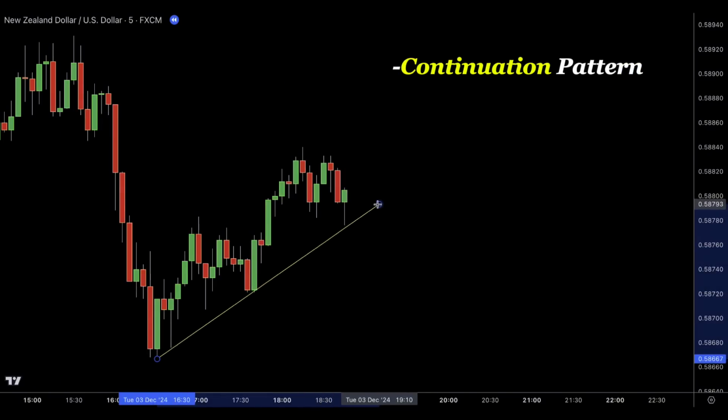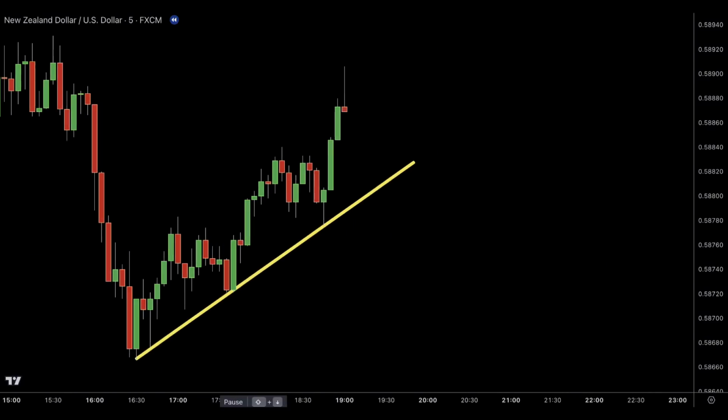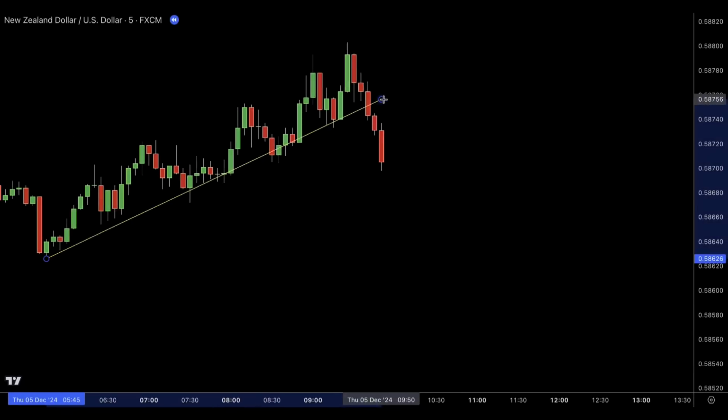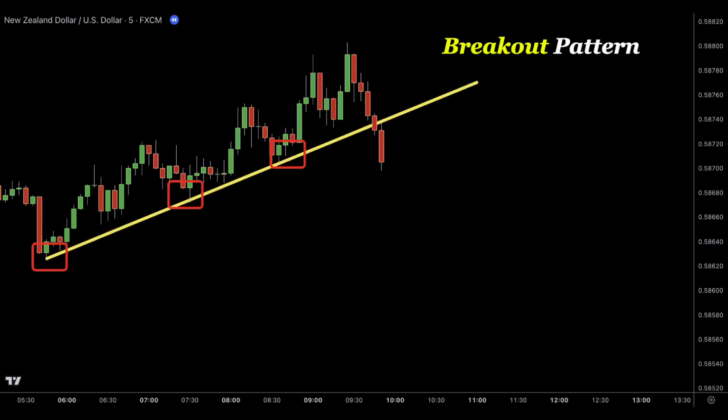A continuation pattern. This occurs when the price touches the trend line and bounces back in the direction of the existing trend, signaling that the trend is likely to continue. A breakout pattern. This happens when the price breaks through the trend line, suggesting a potential trend reversal or a significant change in market direction.